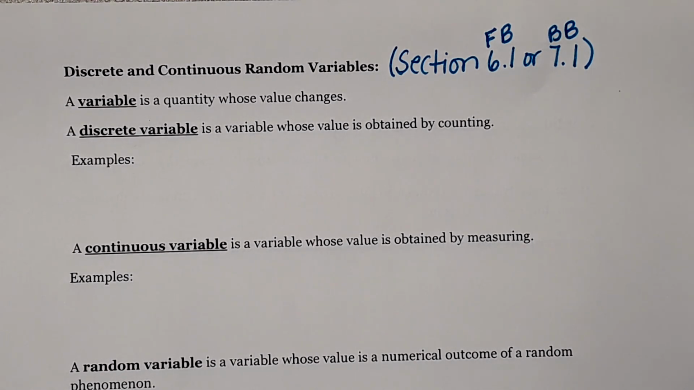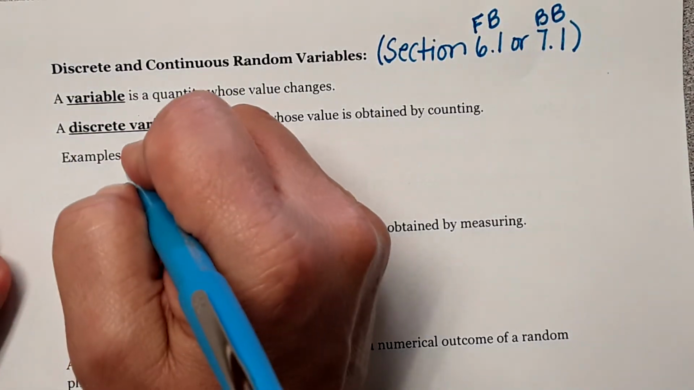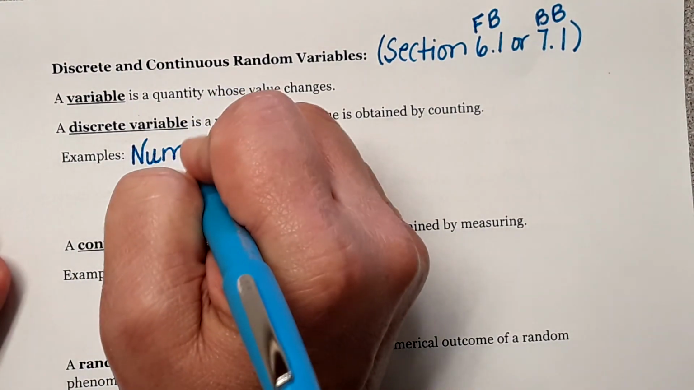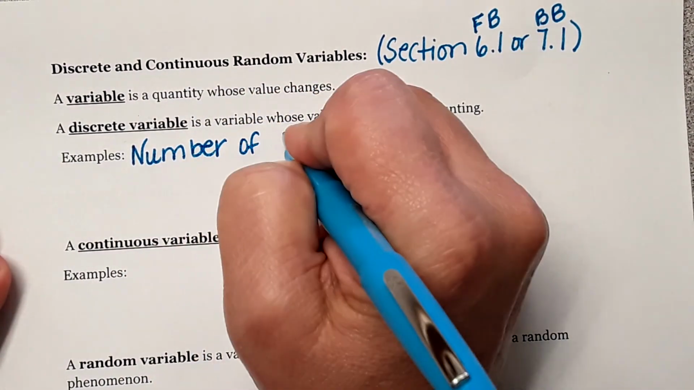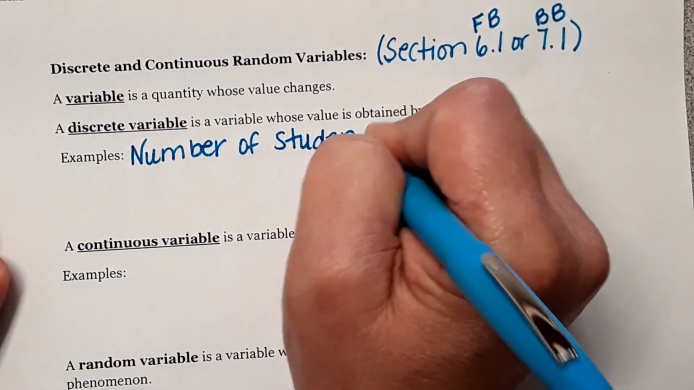Okay, so a variable. We're going to talk about different things. A variable is a quantity whose value changes. Duh, right? We know this. It changes. A discrete variable is a variable whose value is obtained by counting. I always enjoy seeing what I counted and wrote in my notes because it changes from year to year. So what are things that we count? Number of students present. That's something I can count.